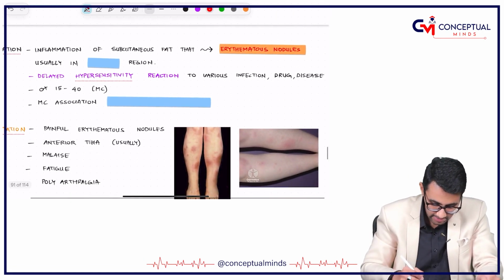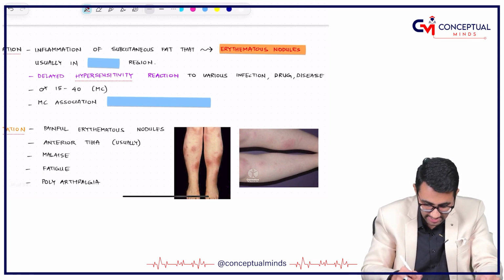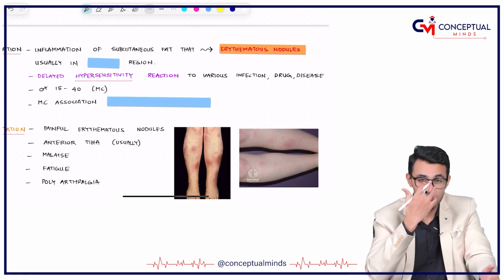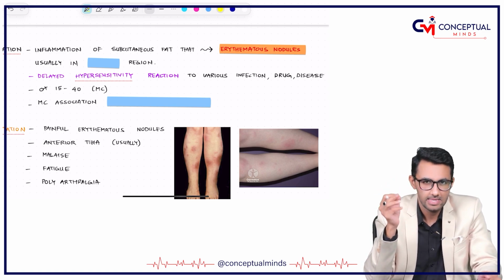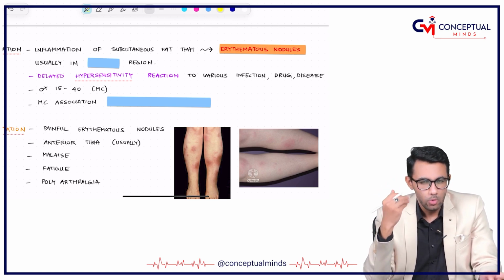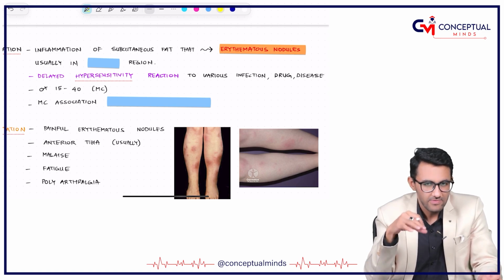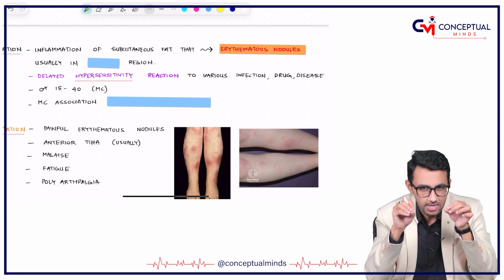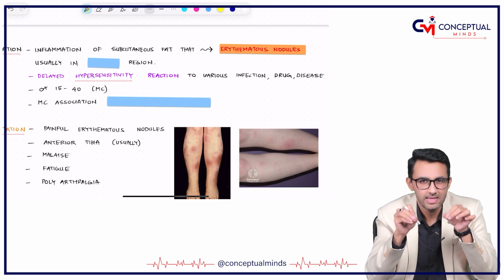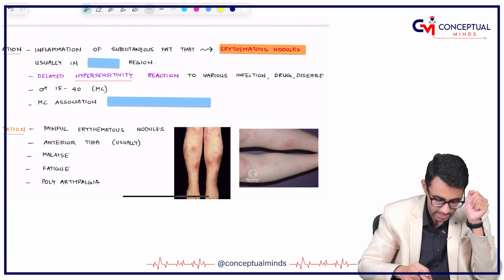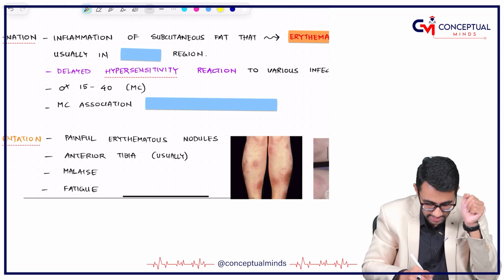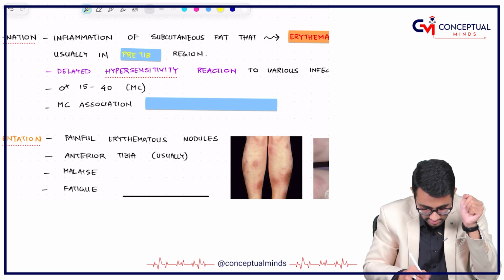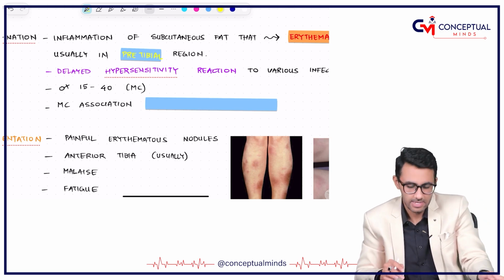And where do you usually see it? I think 99% of the images floating on the internet show it, because the presentation is so common in a specific region. All the documented cases are found there. Where is that area? On the shin, usually in the pretibial area. The pretibial region is where we find this.